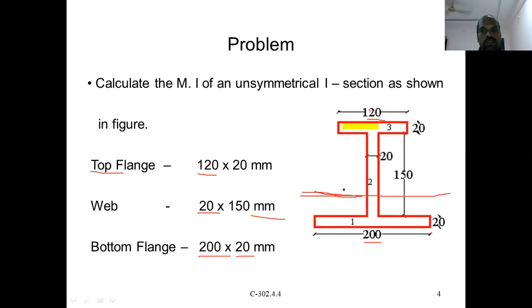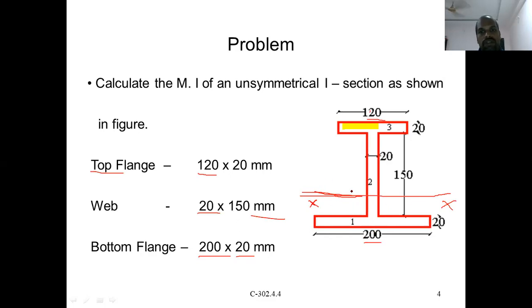Obviously, when both are the same dimensions, 120 or 200 for both, it will become symmetrical. If any one is different, then it will become unsymmetrical. If either the top flange or the bottom flange has variation in dimensions, that is, the top flange and bottom flange are of different sizes, then it will become unsymmetrical about the x axis. Right. So this is the x axis, with reference to which we have to find the moment of inertia.